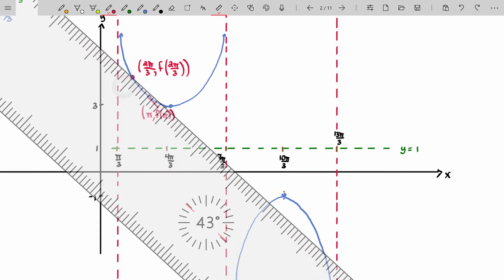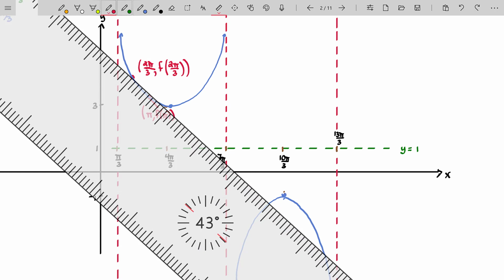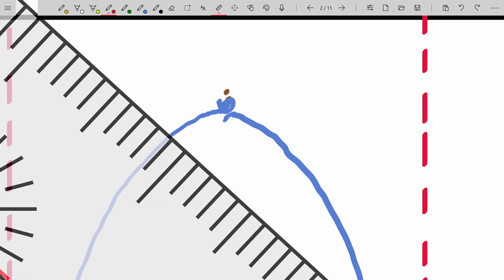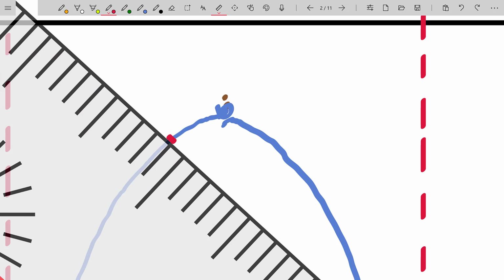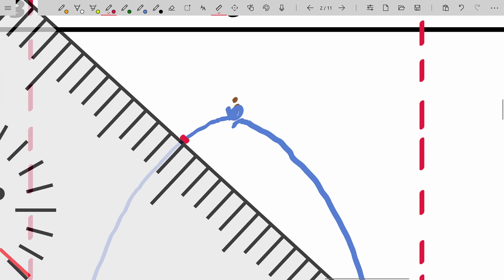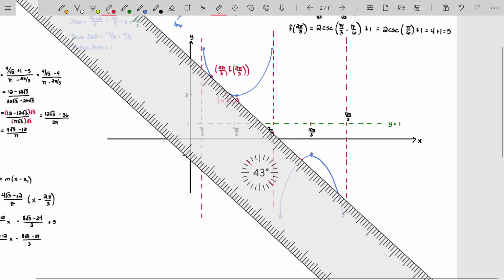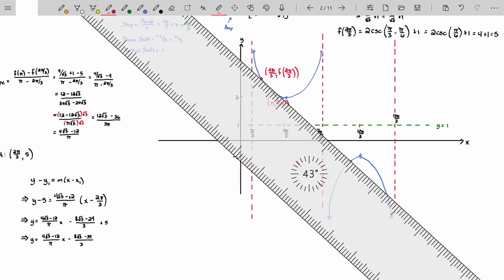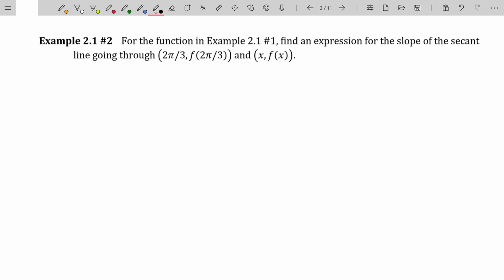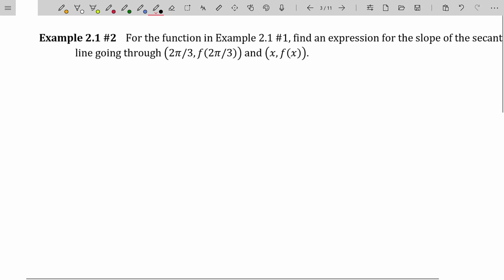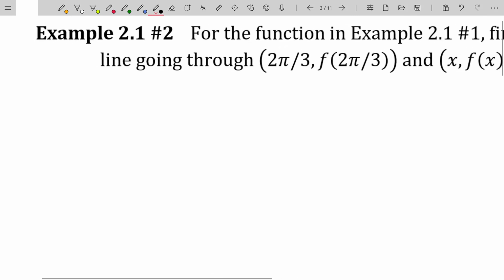And so this, let me go ahead and write it in red and zoom into it as well. This point right here, that point could be x comma f of x. All we need to know is what is the slope of the line connecting 2 pi over 3 comma f of 2 pi over 3 to that point x comma f of x. In other words, what's the slope of this secant line? And that's the idea that you're going to head to in calculus, at least for the rest of this course. So that's the entire idea of what we're doing here. Let's go ahead and find the equation for the slope, or the expression for the slope, really.